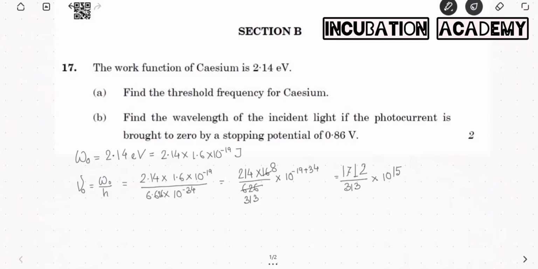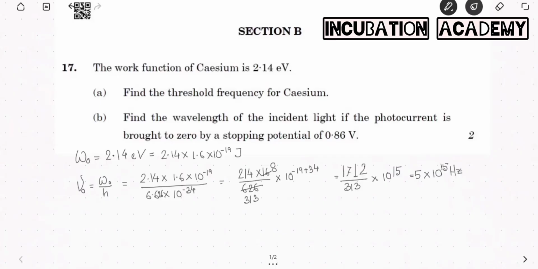So 1712, so approximately we can say it is of the order of 5 something. So 5 into 10 to the power 15 is the frequency that the incident photon should have. If the frequency is less than 5 into 10 to the power 15 Hertz, then you will not see the photoelectric emission.